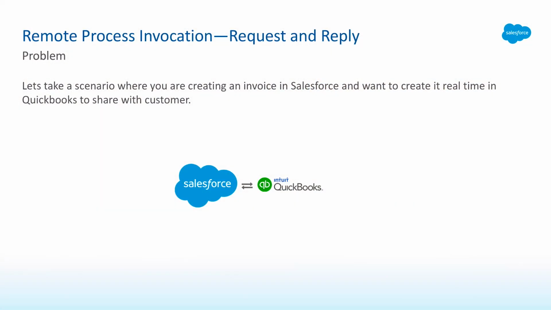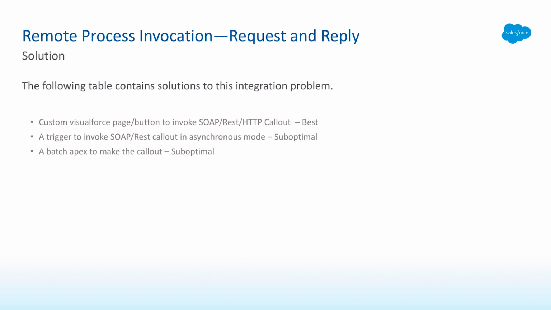Okay, so as I said, the first one was request and reply. I've tried to put a real-time example. So you had an opportunity, you marked it closed won. You want to quickly generate an invoice in QuickBooks, right? So this is one scenario. So for this, you will always use request and reply, right? So as I said, there are multiple ways of doing that. So I've written them in order of what is the best practice, what is the best way, and what is a suboptimal way.